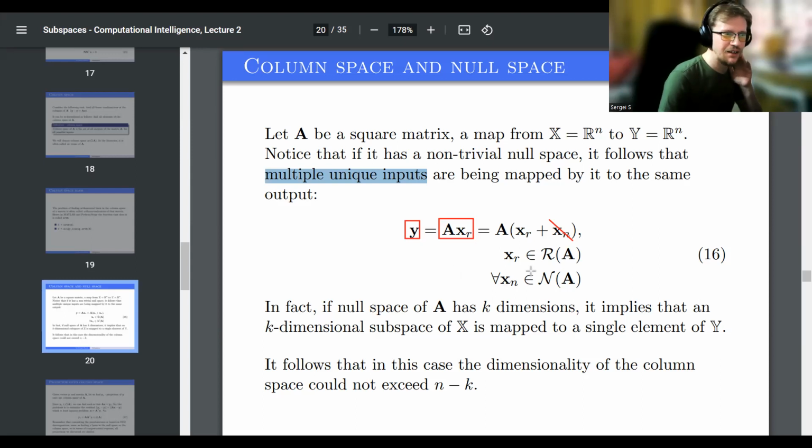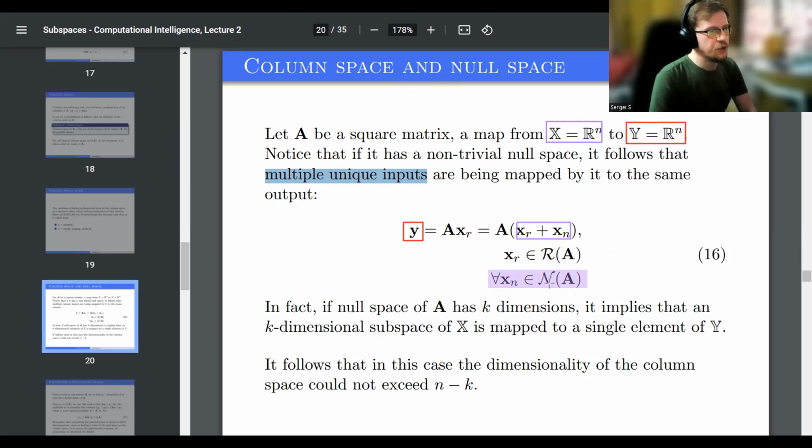So in fact, let's say null space has k dimensions. This situation implies that a k-dimensional subspace of X is mapped to a single element of Y. Y is an element of this linear space, X is an element of this linear space. So a single element, a whole k-dimensional subset of X. Okay, so this whole subset of X will be mapped to a single element in the Y. Now that's what happens, because you can smoothly vary X along all null space without changing Y at all.